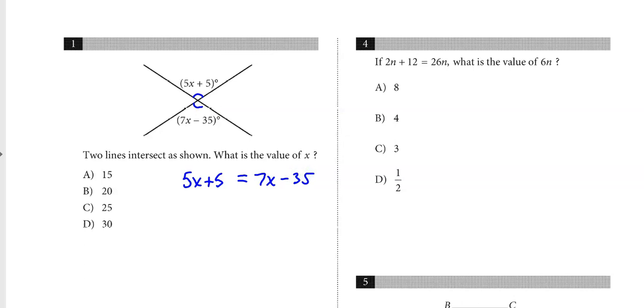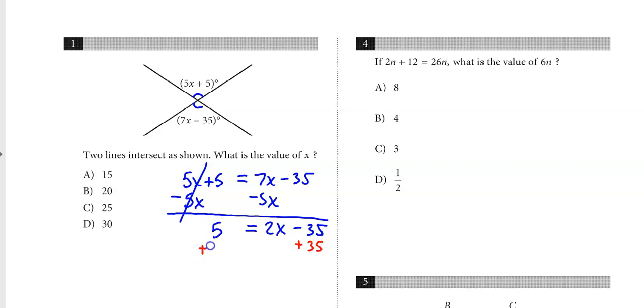And now I'm just solving algebra, so I'm trying to get all my x's to one side. I like to subtract the smaller amount of x's, so I'm going to subtract the 5x's from both sides. That way I keep my x's positive. So I'm going to get 5 equals 2x minus 35. Some of you may have been able to combine two steps there and do this next step at the same time, but you add 35 to both sides.